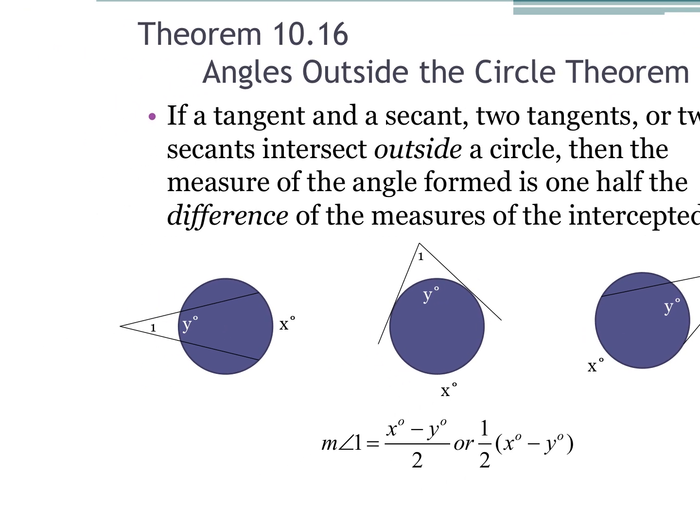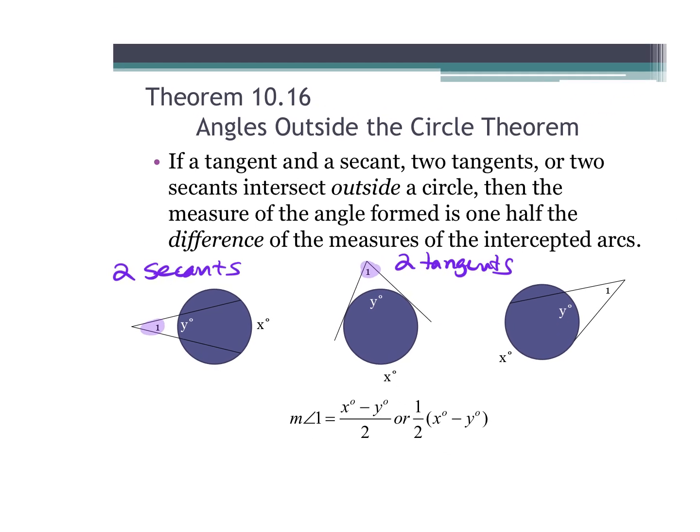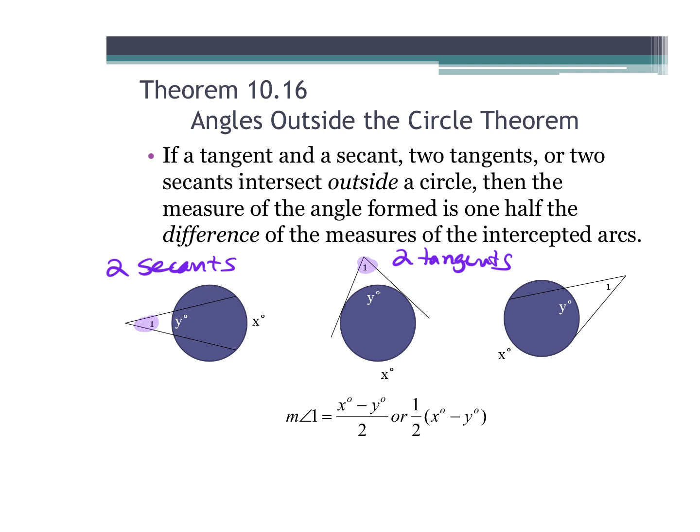So this first picture is a picture of 2 secants, and they're forming outside angle number 1. Then the second picture, these are 2 tangents that are forming angle 1. And then the last picture is a picture of a secant and a tangent, and they're forming angle 1.